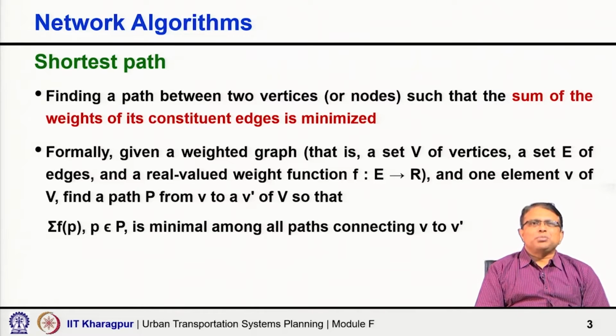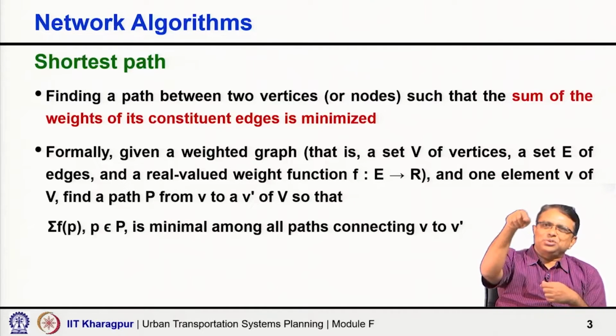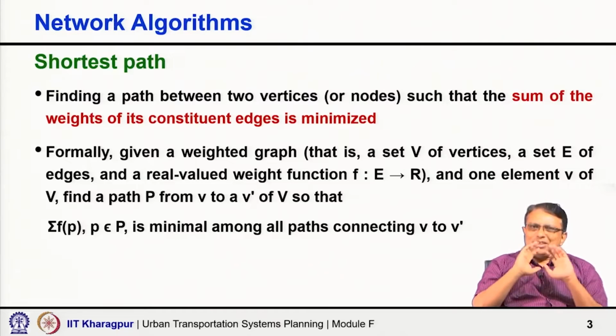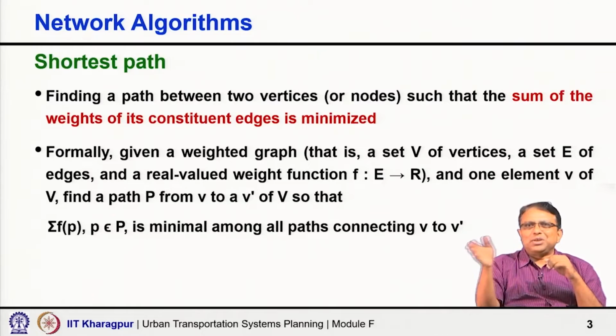In the context of the shortest path, what we are trying to find is a path between two vertices or two nodes, such that the sum of the weights of its constituent edges is minimum. I can follow some sequence of links or another sequence of links to reach the same destination. Like that, there are many alternative paths. I am only selecting that path where the sum of the weights of its constituent edges is minimum among the alternative paths.